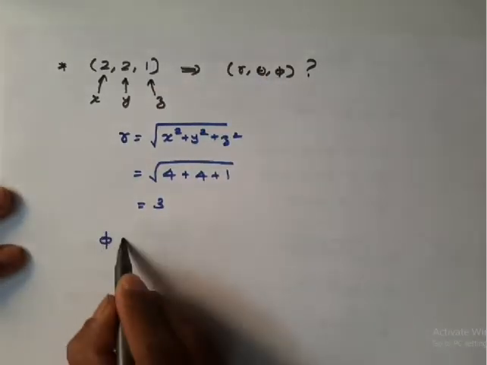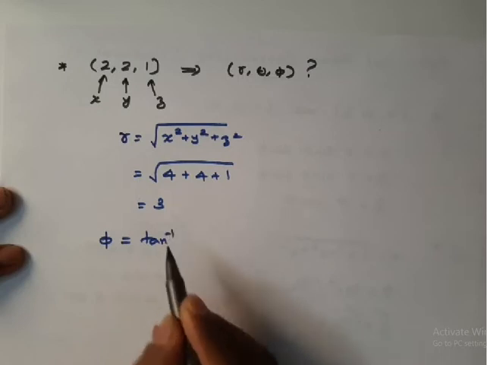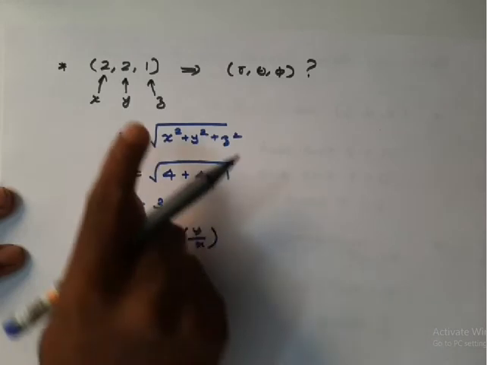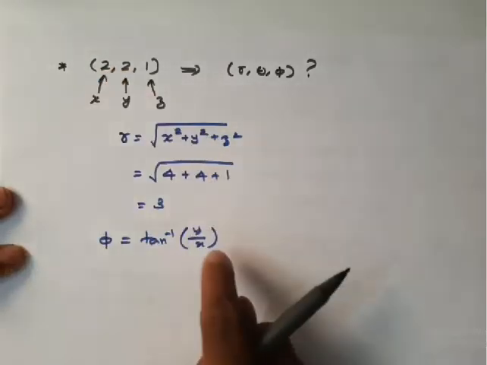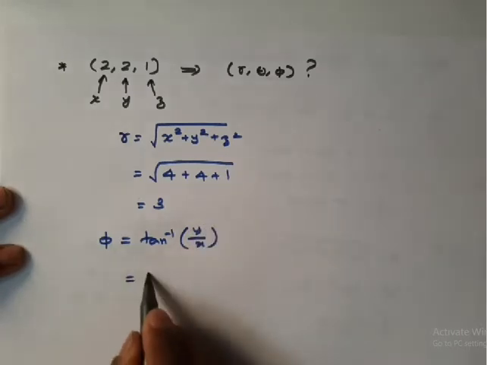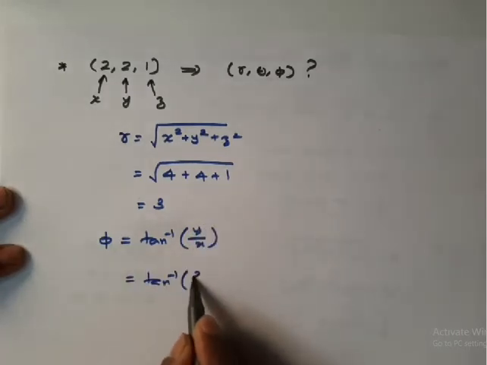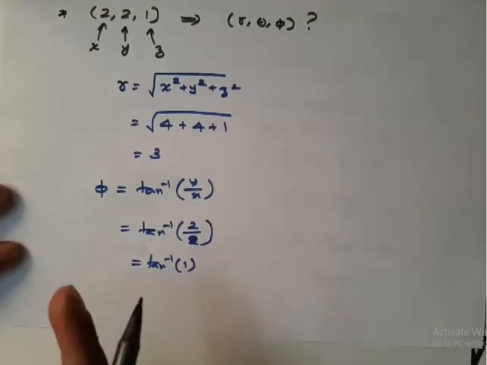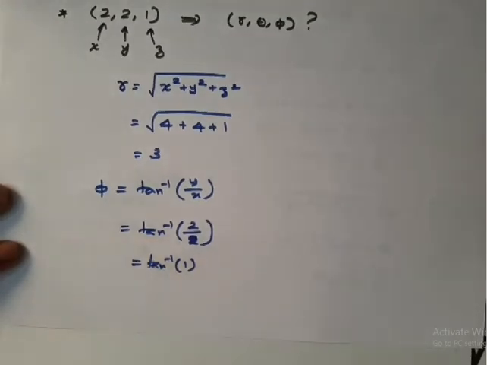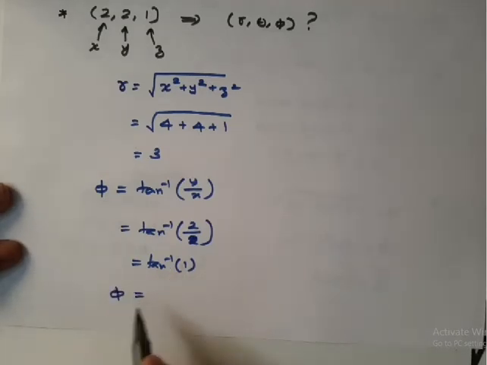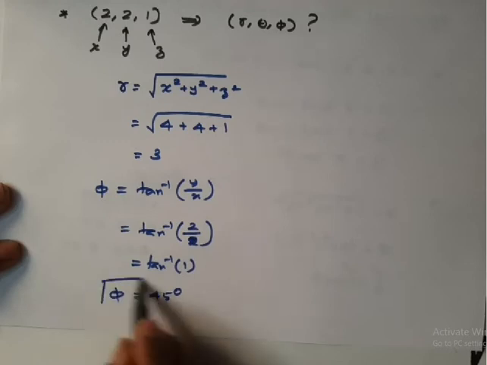First we'll find out phi. Phi is nothing but tan inverse of y by x. You know the value of y and the value of x, both are 2 here. So if you put 2 in the numerator and 2 in the denominator, 2 by 2 is 1. So I'll get tan inverse of 1. You know very well tan 45 degrees equals 1. Therefore, tan inverse of 1 is 45 degrees. So the phi angle is 45 degrees. Simple.